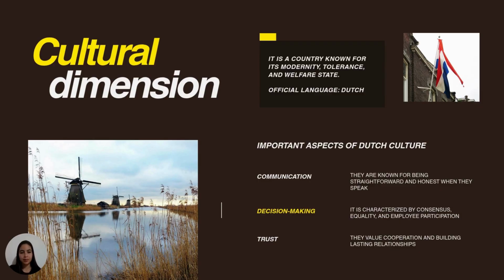Second, decision making. In the Netherlands, decisions are typically made by consensus, with clear deadlines and defined steps. Efficiency and planning are central. Third, trust. Written contracts and agreements form the basis of collaboration. Trust is strongly linked to compliance with these agreements. And to avoid misunderstandings, they expect a contract to cover all possible scenarios.